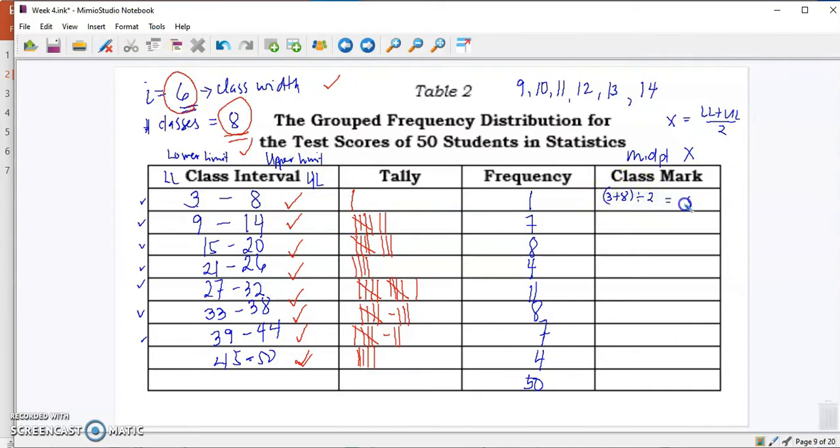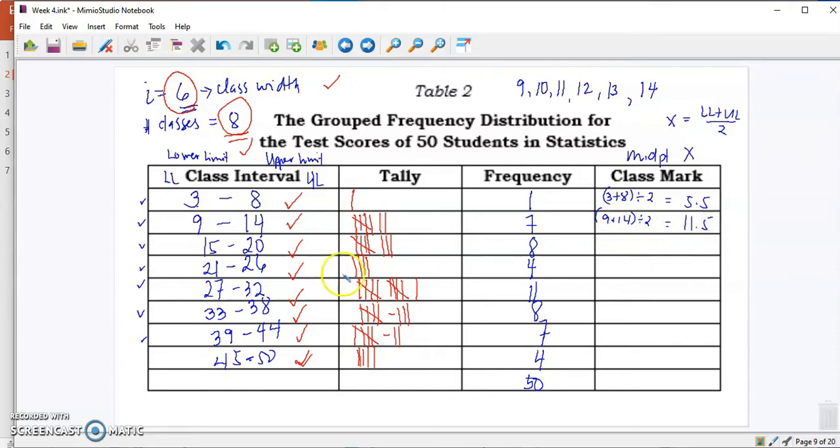And the answer is 5.5. So the class mark, or the midpoint, of the class interval 3 to 8 is 5.5. Now, is it the same with the others? Yes, we use the same formula for the others. That would mean the class mark for this case would be 9 plus 14 divided by 2, which is equal to 11.5.